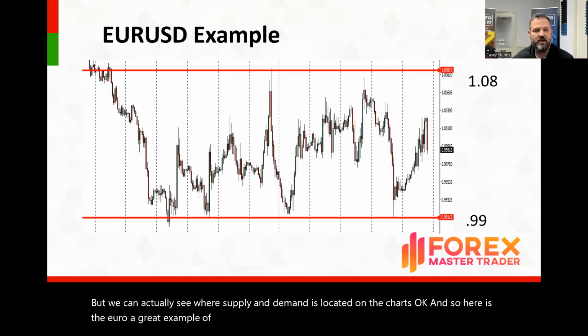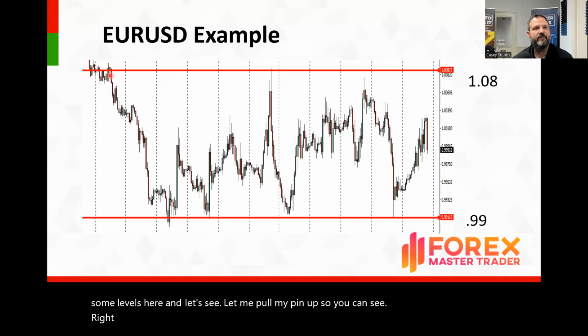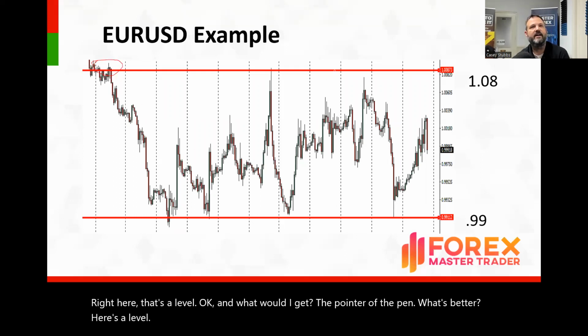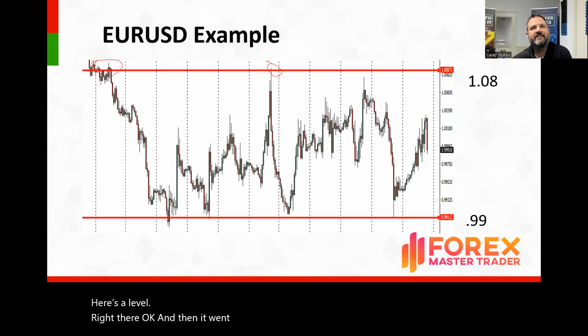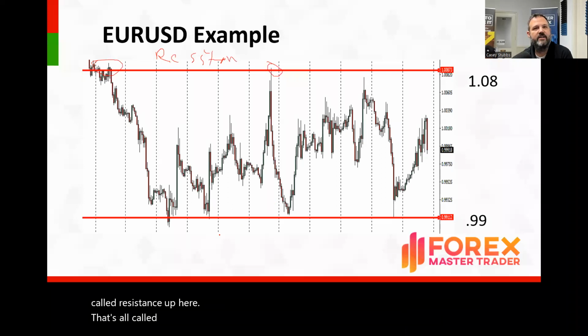You can see this on the chart. I have identified some levels here, and let me pull my pen up. So you can see right here, that's a level. Okay. Here's a level right there, okay? And then it went and it retested that level, okay? And then right here, this is called resistance up here. That's all called resistance.